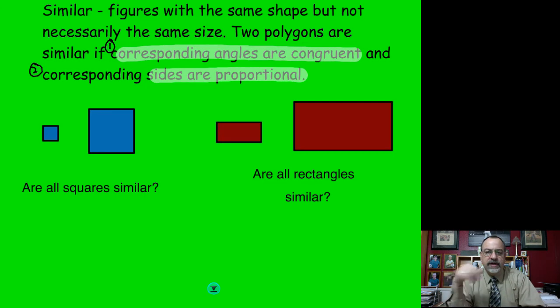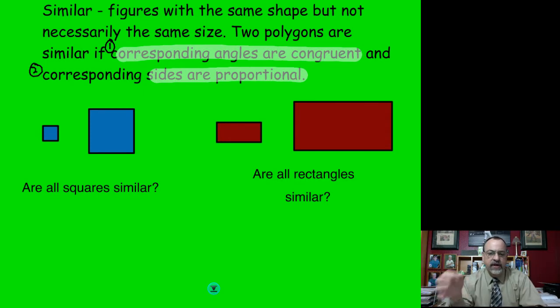We're going to put all of those ratios equal to each other. And then we're going to look and actually test, well, are they actually equal? So we'll reduce each of those ratios and see if we come up with the same one. If we come up with the same ratio for all of the pairs of sides, and we have all of the corresponding angles congruent, then we can identify those figures as being similar.